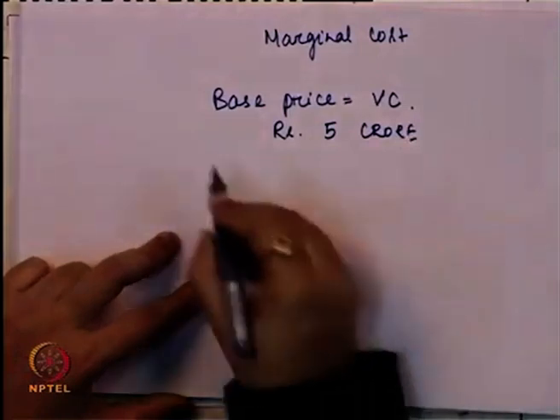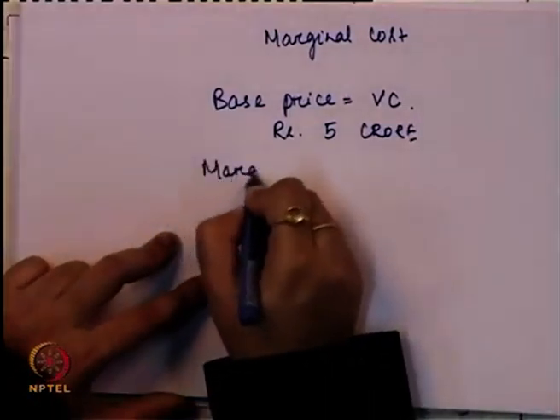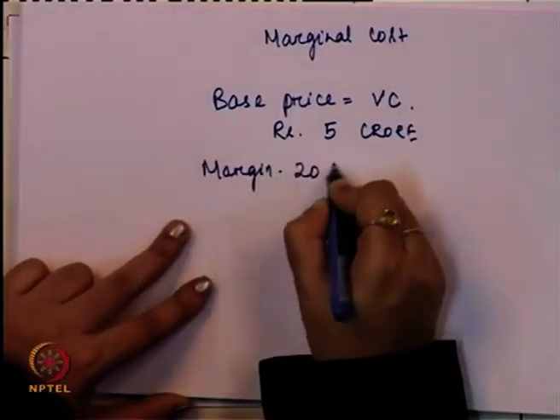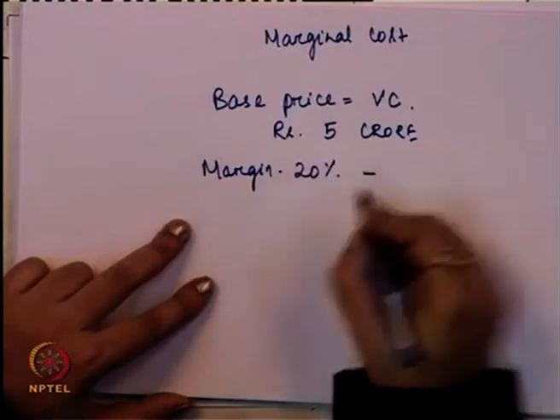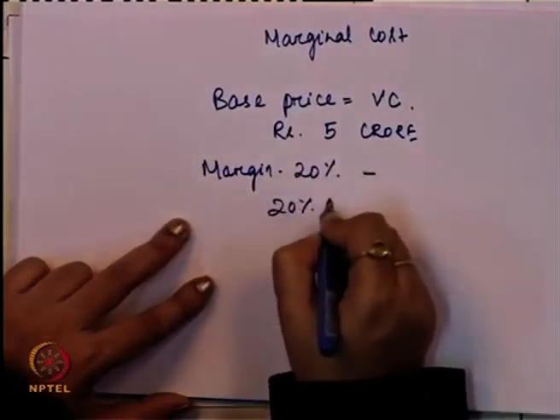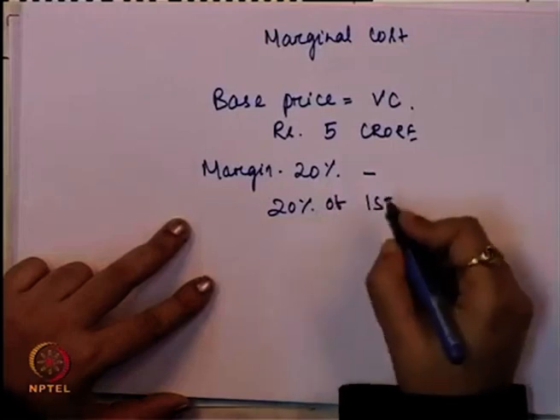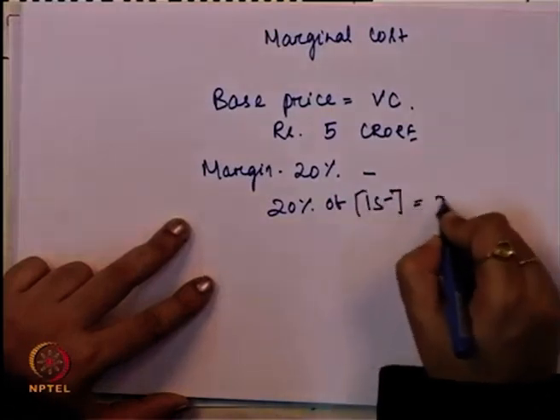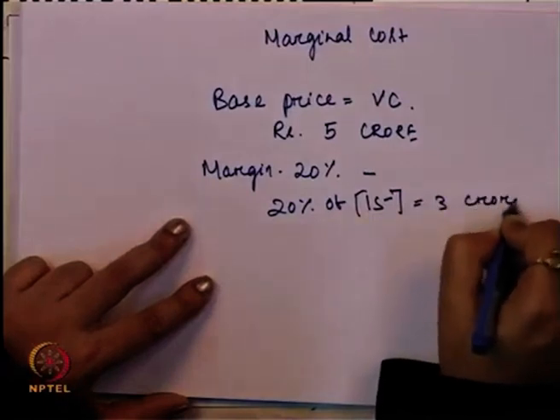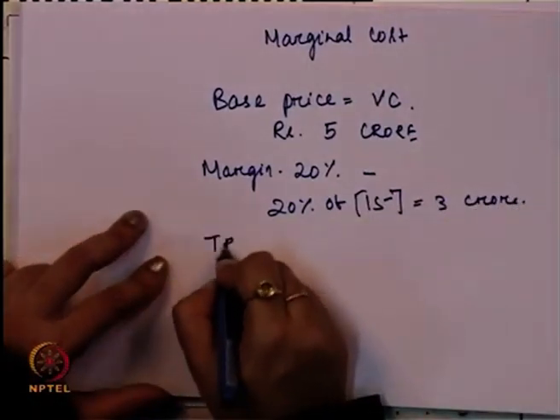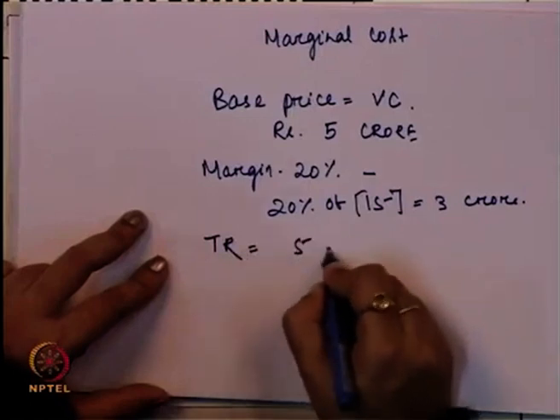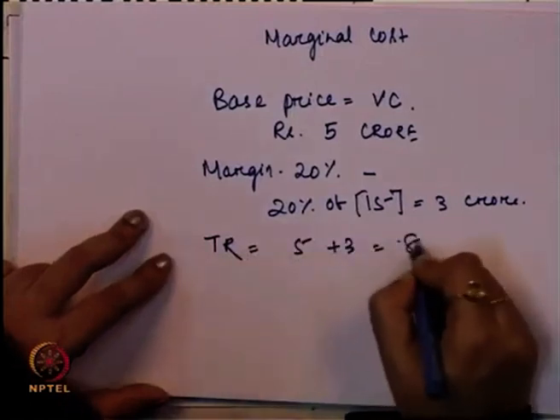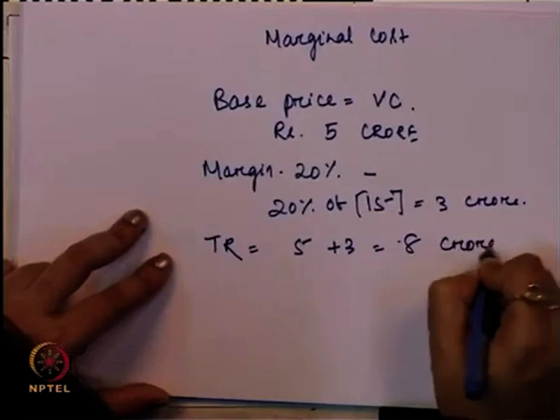Okay. Now margin is again 20%. If margin is 20%, then this should be 20% of the 15 crores. So that comes to 3 crore. So total revenue will be 5 plus 3, that comes to 8 crore.